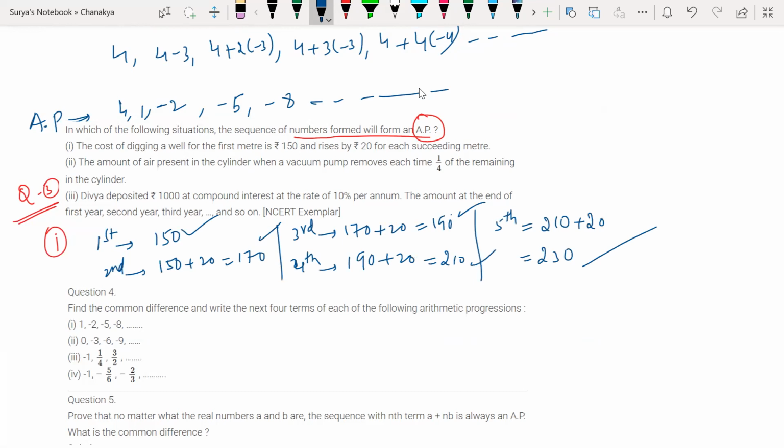Very simple. Clear? So like that, guys, you can solve the second one. The first one we have done. Second one, third one is homework for you all. Please take the second and third questions as homework.